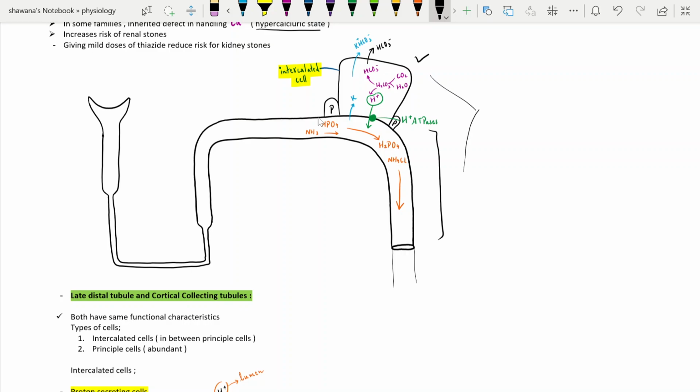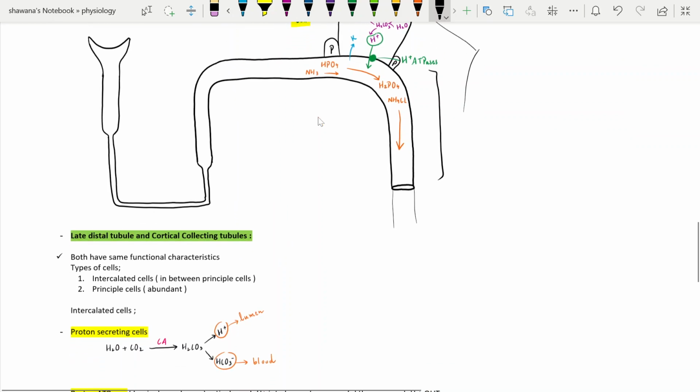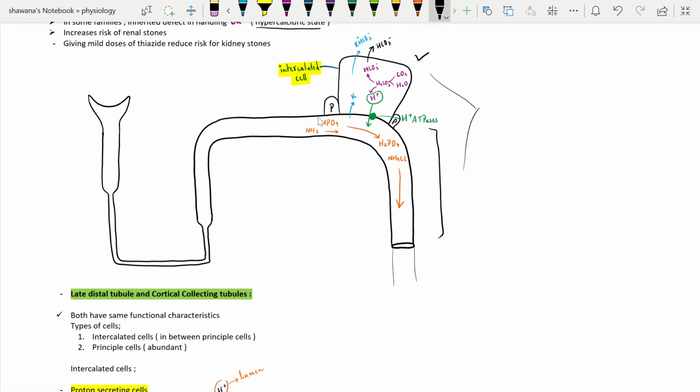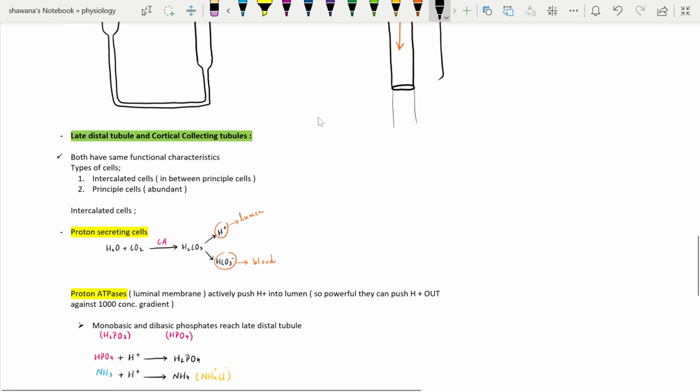They both have the same functional characteristics. And the types of cells here are two kinds. First is the intercalated cells and second is the principal cells. Principal cells are more abundant and intercalated cells are present in between the principal cells. So first let's discuss the intercalated cells.